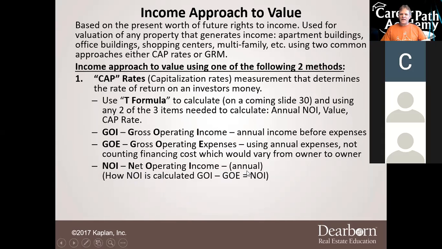So net operating income, remember, it has to be annual. It's based on the yearly net income. So you take the GOI, subtract the GOE to get the NOI. What is GOI? The income. You subtract the expenses from the income, you're left with the net. That's your spendable money, right?